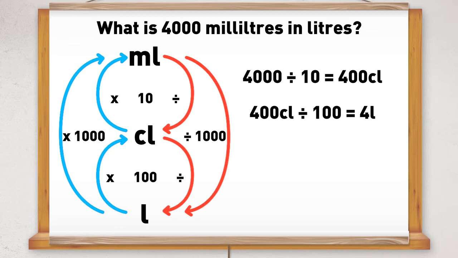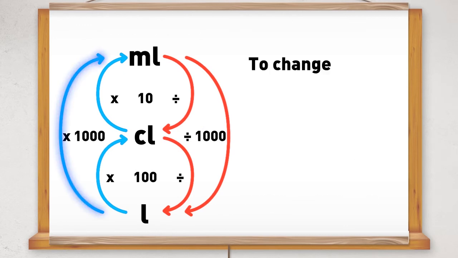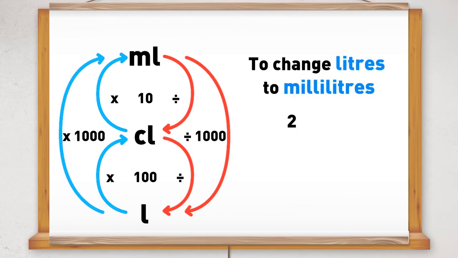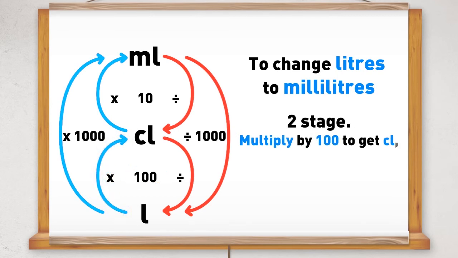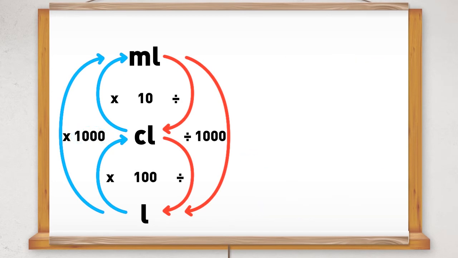400 divided by 100 equals 4 litres. Or you can do it in one stage. 1 litre equals 1,000 millilitres, so divide by 1,000. 4,000 divided by 1,000 equals 4 litres. Finally, to change litres to millilitres, we can do it in two stages. Multiply by 100 to get centilitres, then multiply by 10 to get millilitres. Or we could do it all in one stage. Multiply by 1,000 to get millilitres.